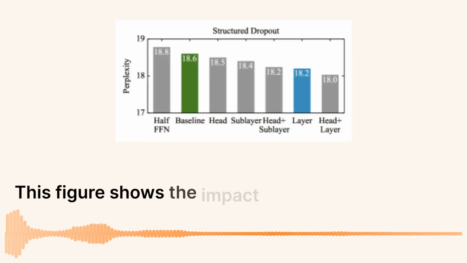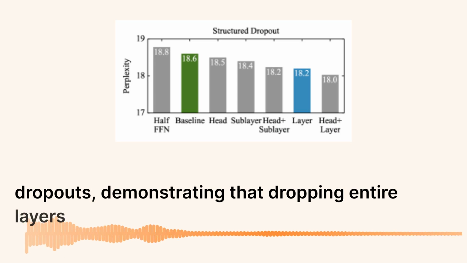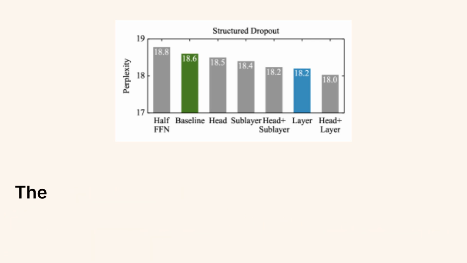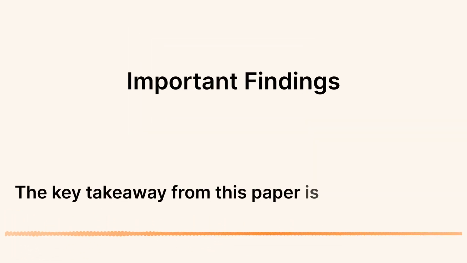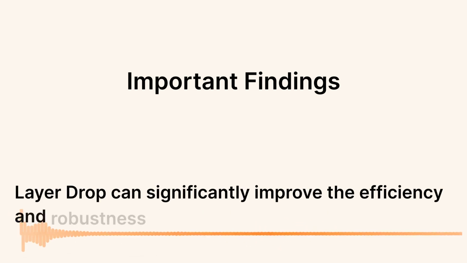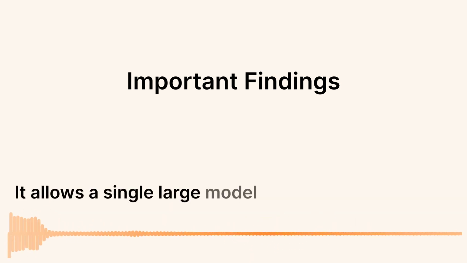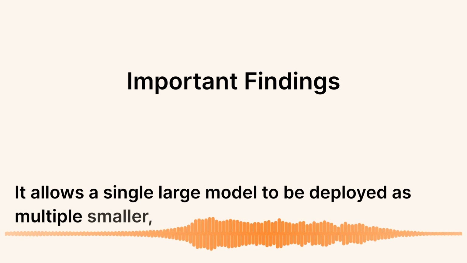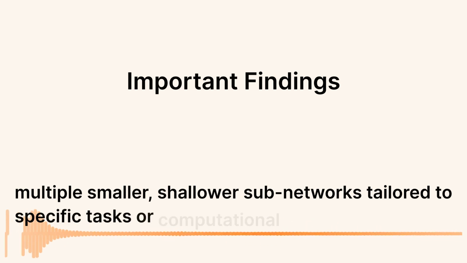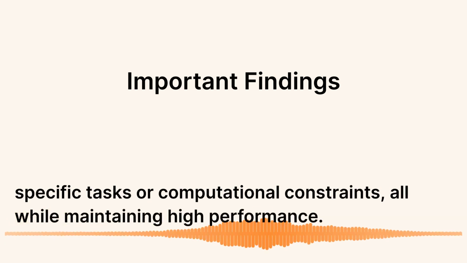This figure shows the impact of structured dropouts, demonstrating that dropping entire layers yields superior performance compared to other methods. The key takeaway from this paper is that using LayerDrop can significantly improve the efficiency and robustness of transformer models. It allows a single large model to be deployed as multiple smaller, shallower subnetworks tailored to specific tasks or computational constraints, all while maintaining high performance.